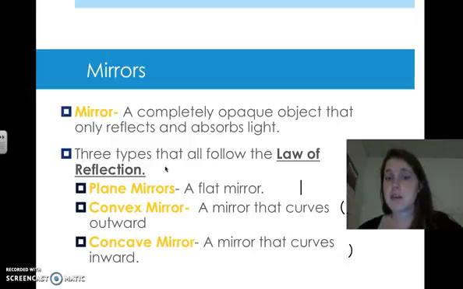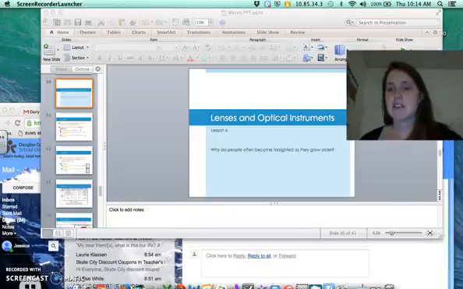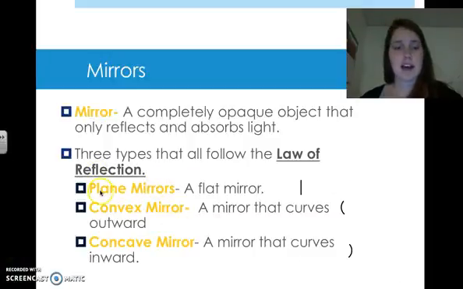It only reflects or absorbs light. And there are three types of mirrors. They all will follow the law of reflection as you learned it in class. There are plane mirrors, those are just flat mirrors. There are convex mirrors, mirrors that curve out towards you. And there are concave mirrors, or mirrors that curve in towards you.